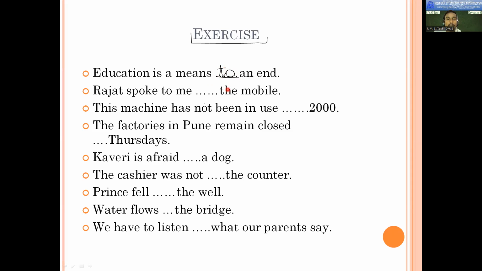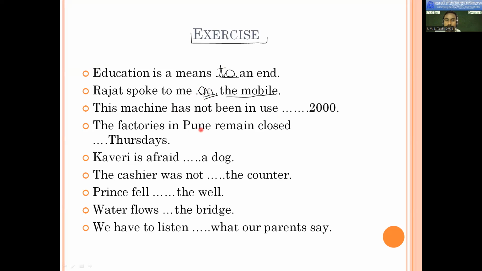Then let's go for the second one. Rajat spoke to me dash the mobile. By, through. Can we use on? We can use on here. Generally, we don't say spoke to me by the mobile or through the mobile. On the mobile we'll say.